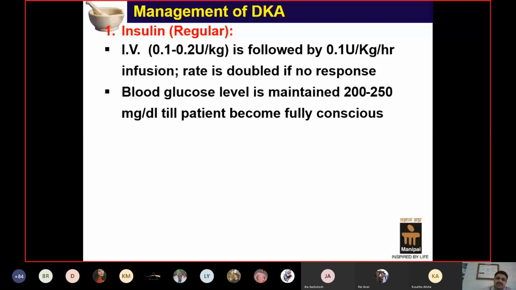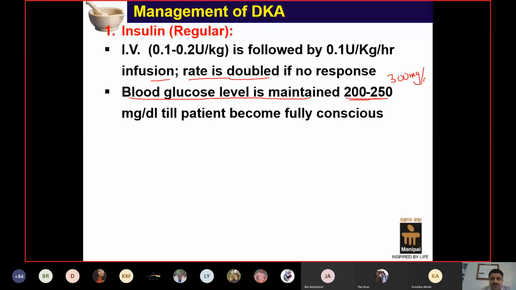This insulin dose is titrated. If that is sufficient, well and good. If it is not sufficient, then the rate of infusion is doubled if there is no response. And remember, we don't bring the blood glucose level directly to normal. We give insulin and maintain the blood glucose level at around 200 to 250, generally not below 300 mg per dl, and we try to maintain that. This blood glucose level is maintained till the patient becomes conscious.